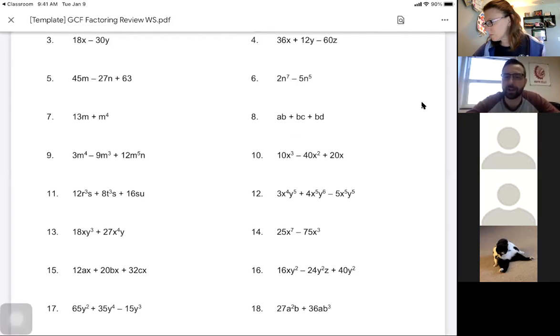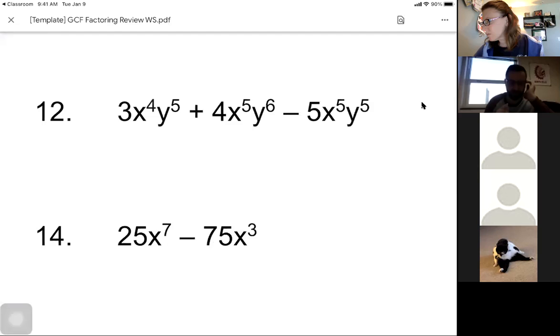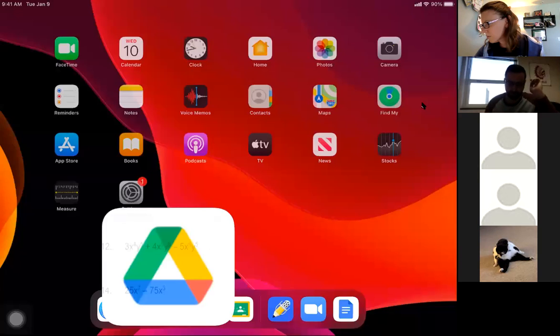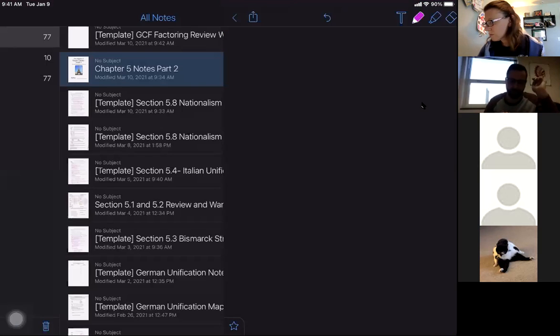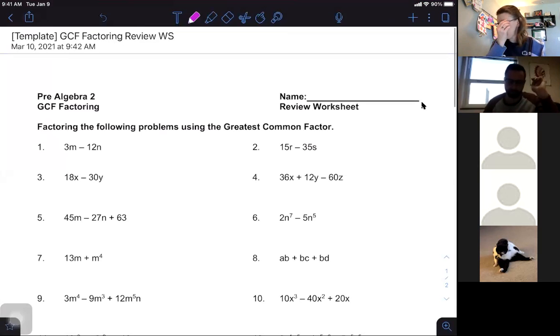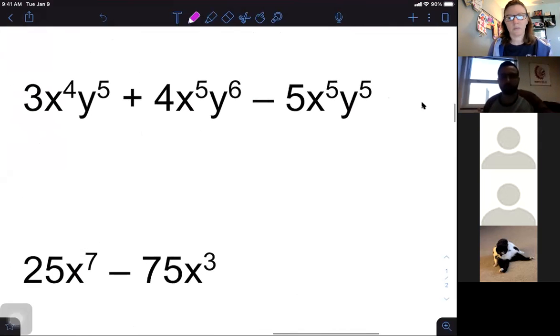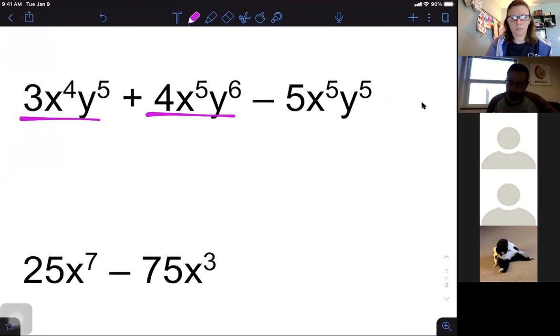So each of you are going to have to start. Number 12. Awesome. So if you look at number 12, this is unique because 3, 4, and 5, do those have a GCF? No. So now we're looking at only the variables.